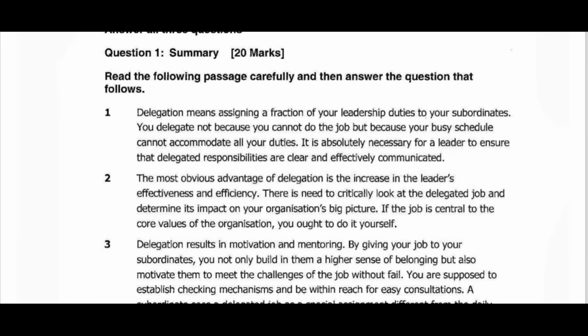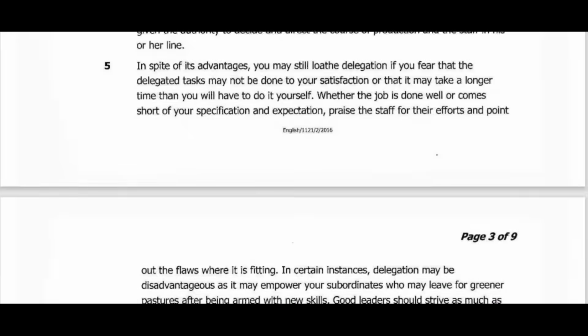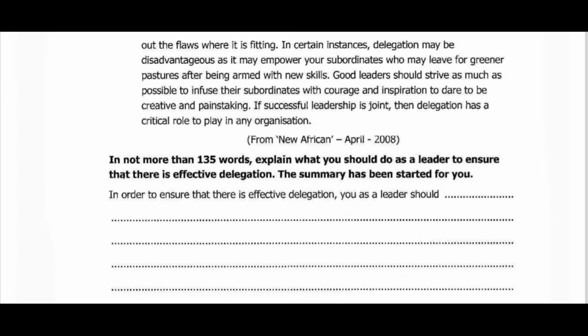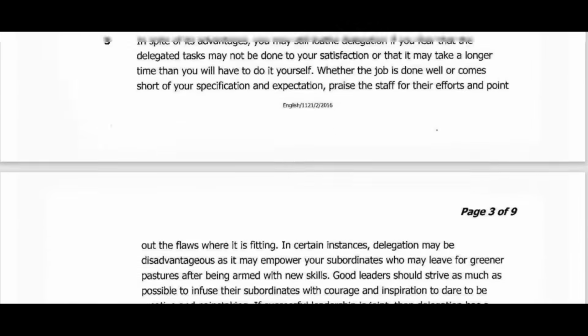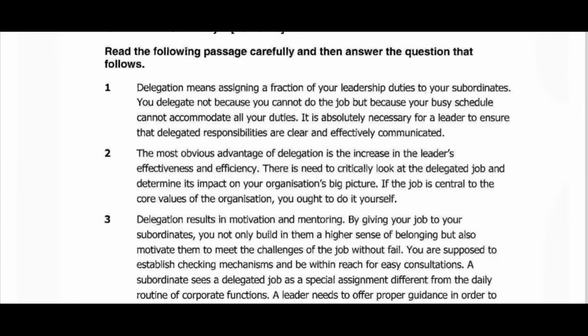So we can see that we have a passage that has 5 paragraphs, and the task here is, in not more than 135 words, explain what you should do as a leader to ensure that there is an effective delegation. So the summary has been started for you. In order to ensure that there is effective delegation, you as a leader should. So now, under the summary, we want to shorten this passage that we are given here with these paragraphs.